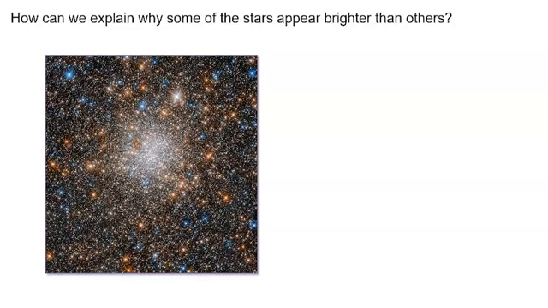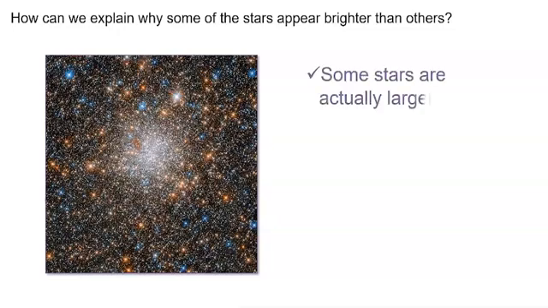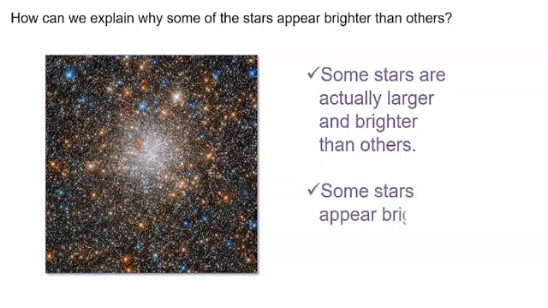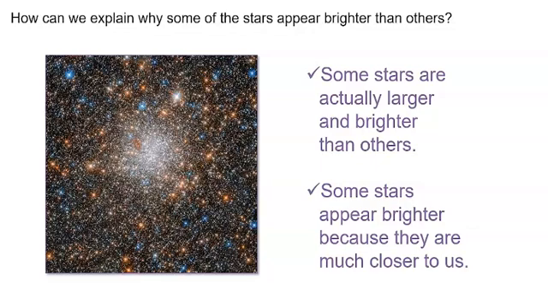Remember this photograph from the beginning of our lesson? How can we explain why some of the stars appear brighter than others? Well, some stars are actually larger and brighter than others. And some stars appear brighter because they are much closer to us. So, stars vary in their actual brightness, and their distance from Earth can affect their apparent brightness.